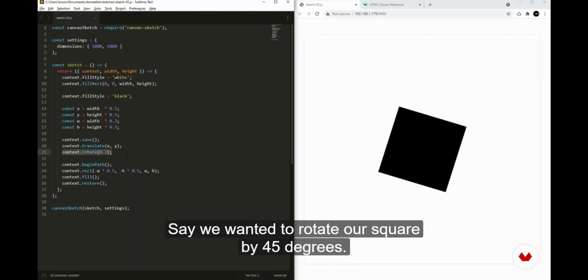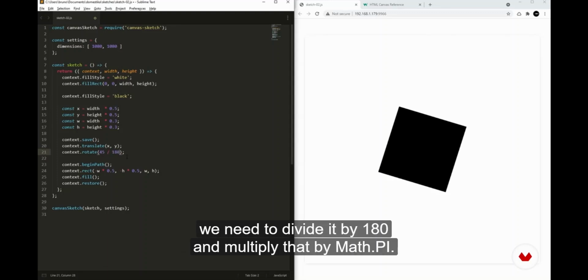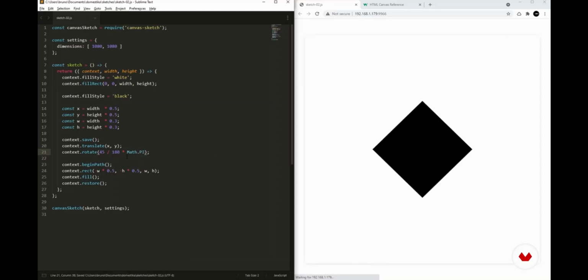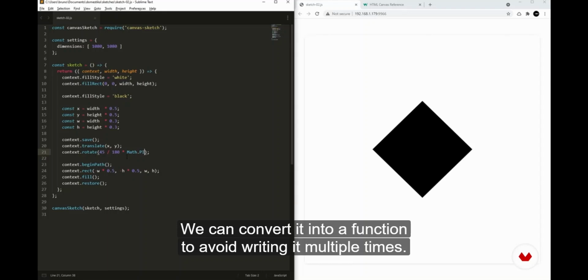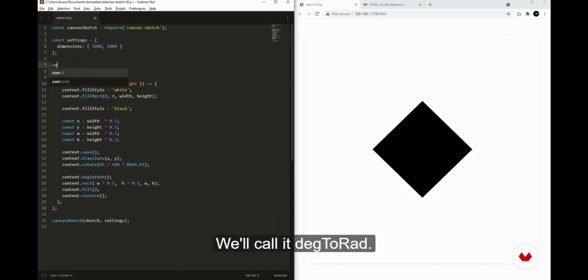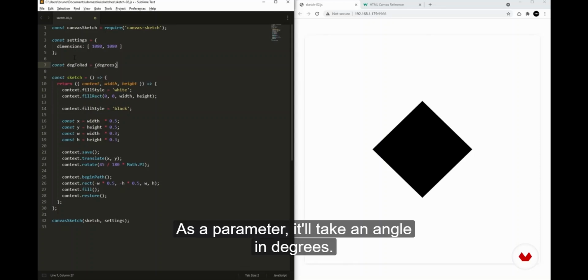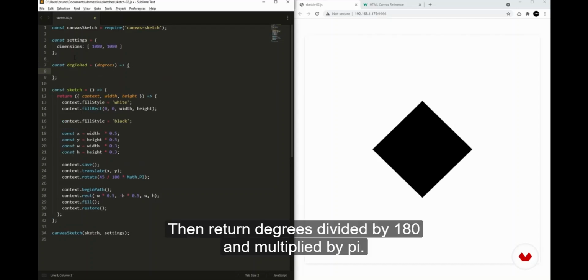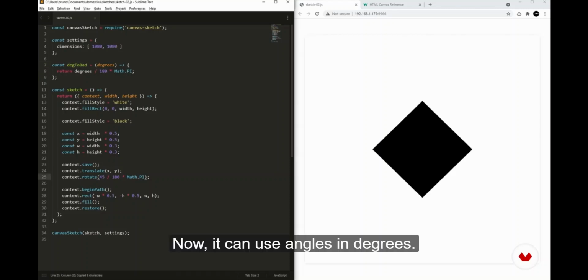And it's actually very easy to convert between them. Say we wanted to rotate our square by 45 degrees. To get the equivalent in radians, we just need to divide it by 180 and multiply that by Math.PI. This formula is quite handy, and we might want to use it again. We can convert it into a function, so we don't have to write the same thing multiple times. I'll call it deg2rad. It will take as a parameter an angle in degrees, and then return degrees divided by 180 and multiplied by pi. So now we can just use angles in degrees.